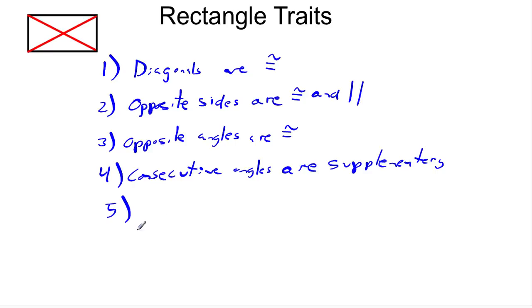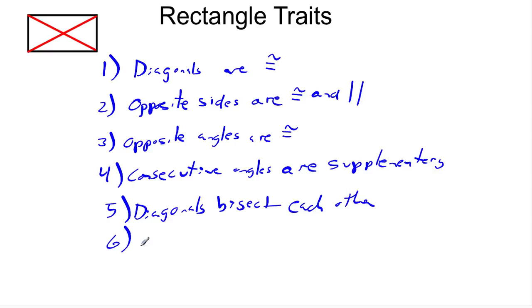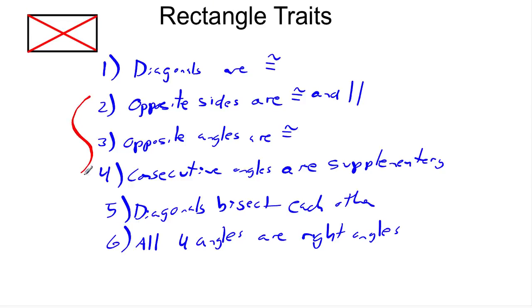Number five, the diagonals bisect each other. And number six, all four angles are right angles. So most of these are just traits for a parallelogram. So there's really not much more different when talking about a rectangle.